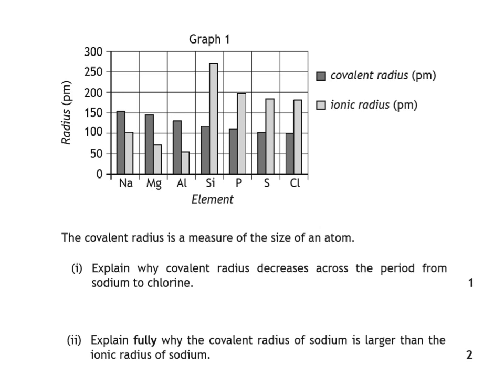So the question is asking you to explain why the covalent radius decreases going from sodium to chlorine. And then the second question is, why is the covalent radius of the sodium atom larger than the ionic radius of the sodium ion?